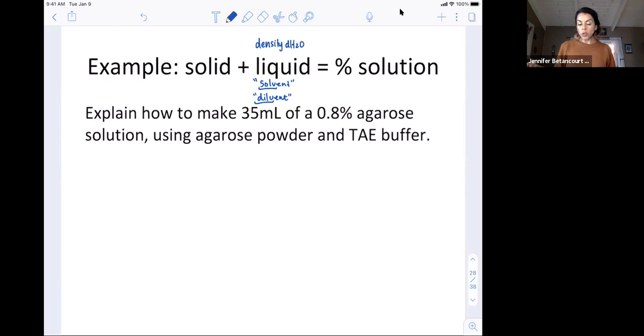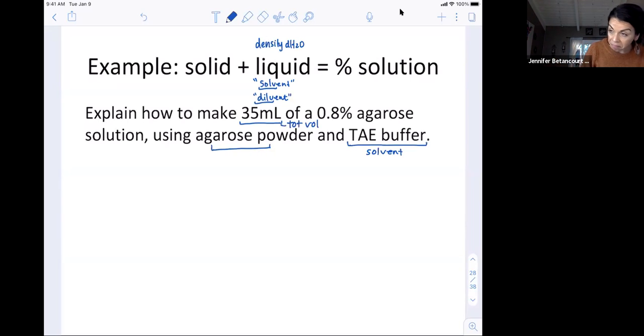So you're going to work on your own to explain how to make 35 milliliters of a 0.8 agarose solution. So here is some information for you. This is the total desired volume that you want. Total volume needed. Here is your solvent. Here is your solute or solid.